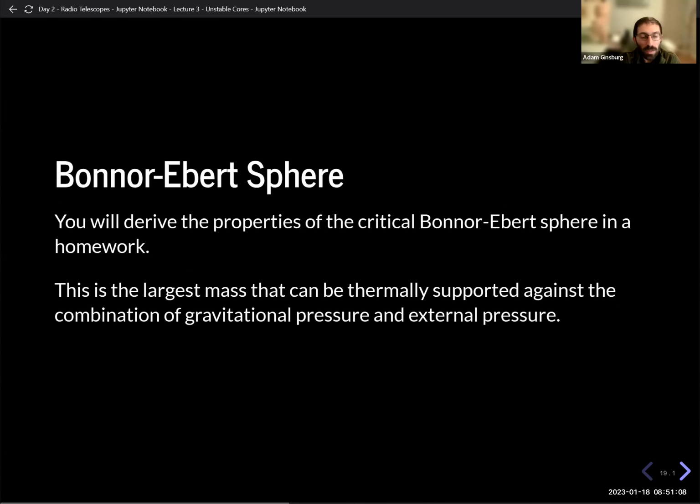Okay, the Bonnor-Ebert sphere is the slightly more accurate model of blobs like Barnard 68. You're going to derive the properties of the critical Bonnor-Ebert sphere in homework. The Bonnor-Ebert mass is the largest mass that can be thermally supported against the combination of gravitational pressure and external pressure. So the Jeans mass was just balancing internal pressure against gravity. The Bonnor-Ebert mass is balancing the internal pressure against gravity and some external pressure.